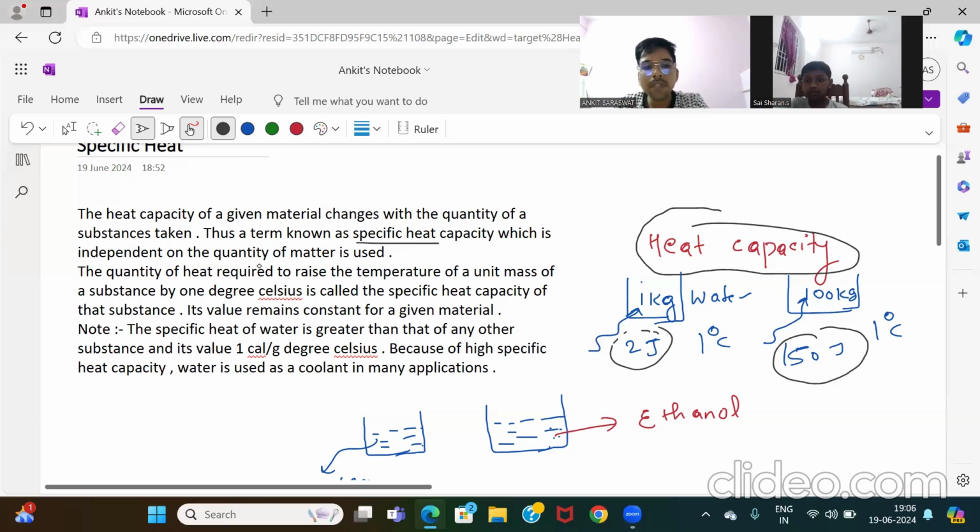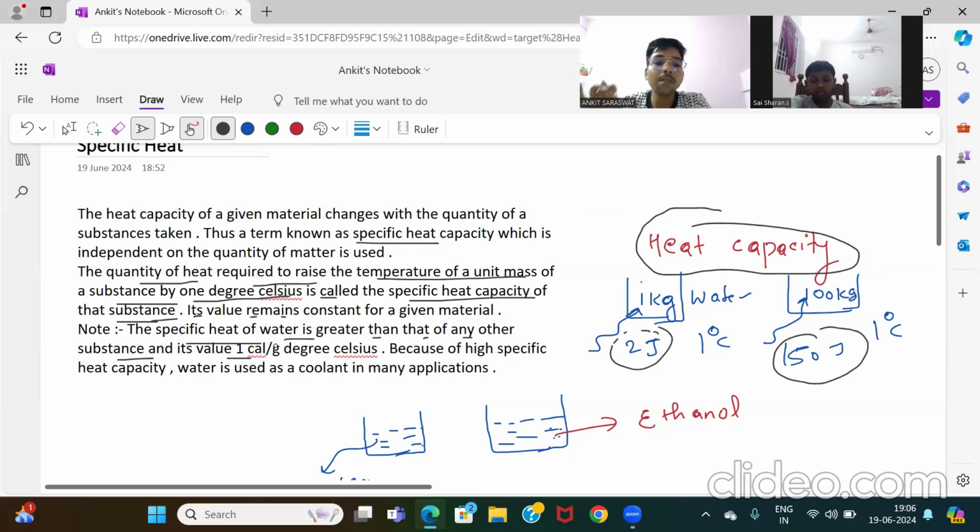Now, what is specific heat? The quantity of heat required to raise the temperature of unit mass of a substance by 1 degree Celsius is called the specific heat of that substance. The specific heat of water is greater than that of any other substance. Its value is 1 calorie per gram per degree Celsius. I will explain each and every line.